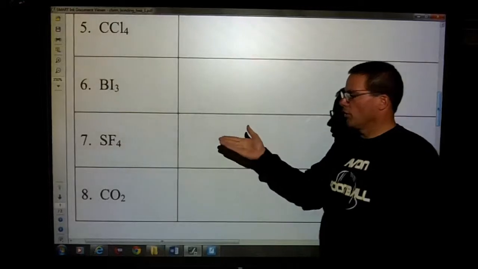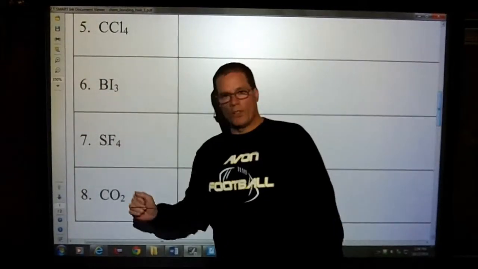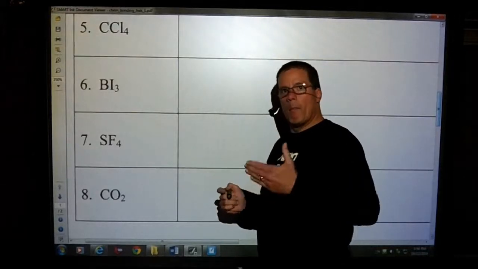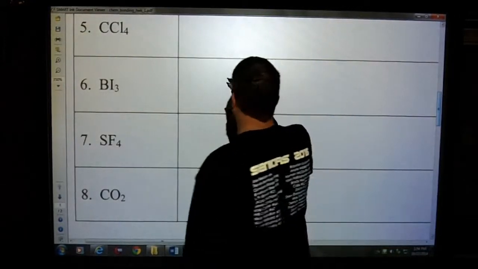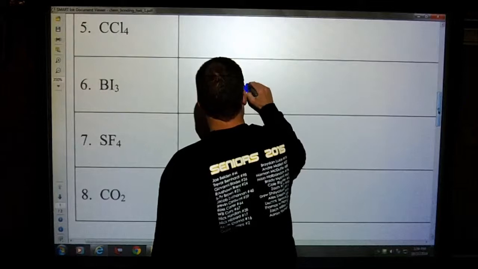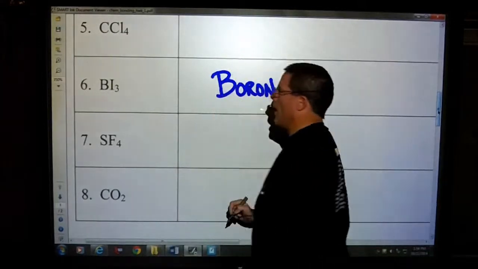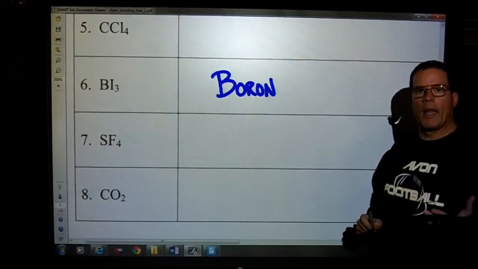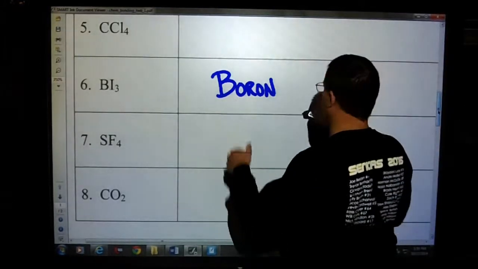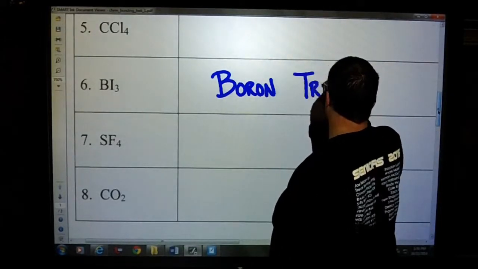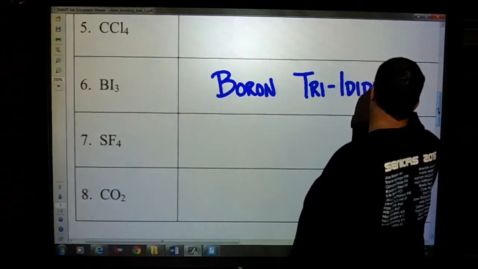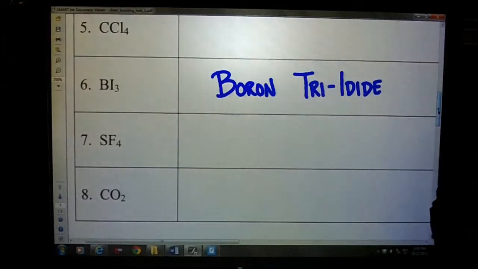Looking at number 6, we only have one boron, so we don't use mono for that. So it's not monoboron, it's just boron. And we do have iodine. So we drop the last -ine and add -ide, so we have iodide, but since there's 3 of those, we'll say that's triiodide. Okay. So triiodide.